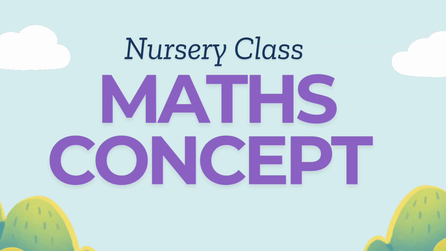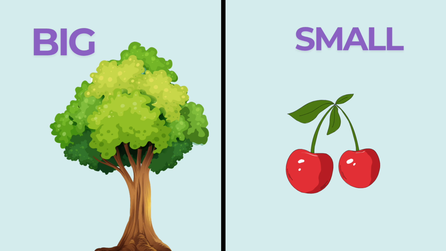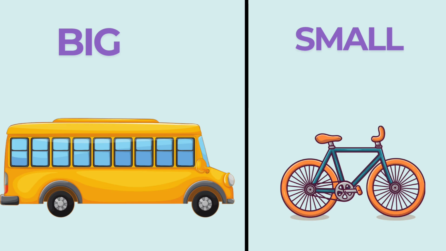Nursery class maths concept for kids. Big and small. An elephant is big and a rat is small. The tree is big and the fruits are small. The bus is big and the bicycle is small.